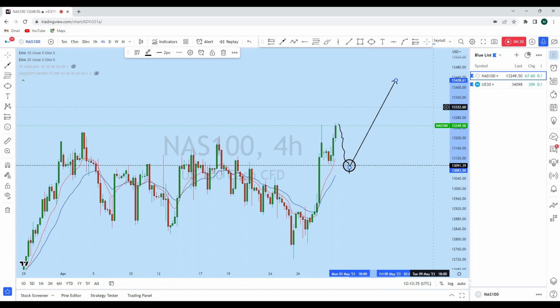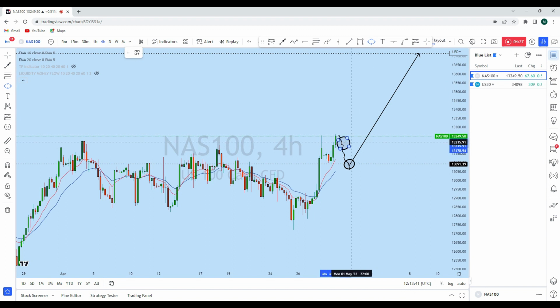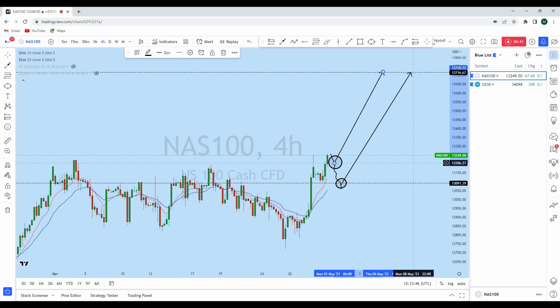So as soon as we find a suitable entry opportunity, either after this local breakdown or even with a gap opening based on the current time price action, according to the rules of our strategies, we will consider going long on Nasdaq with a high probability trade setup.